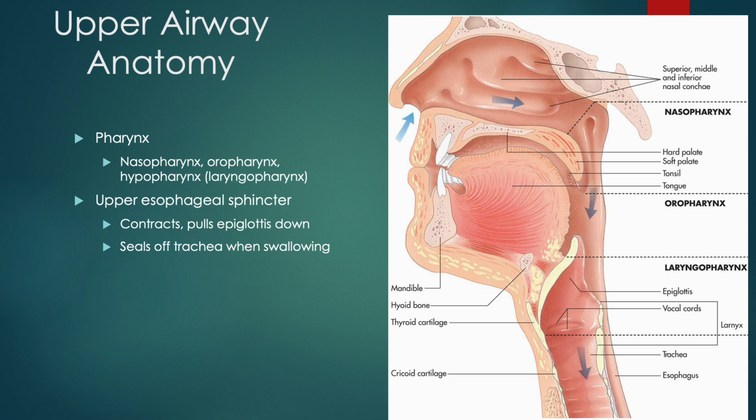So what's significant about the cricoid cartilage when you think about your trachea? Is it complete? Yeah, so 360 degrees. All your subsequent rings are what?